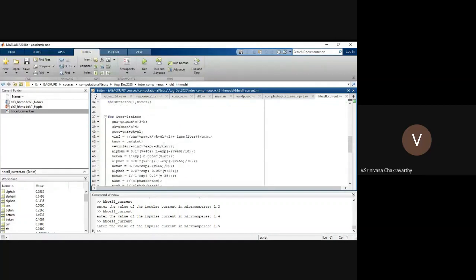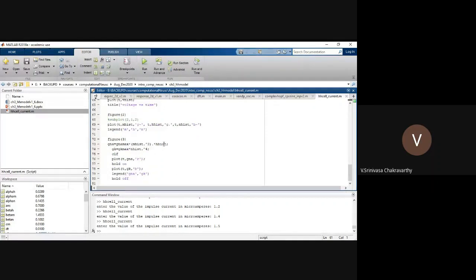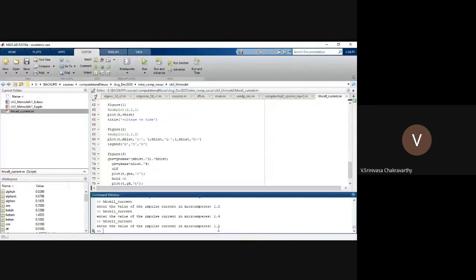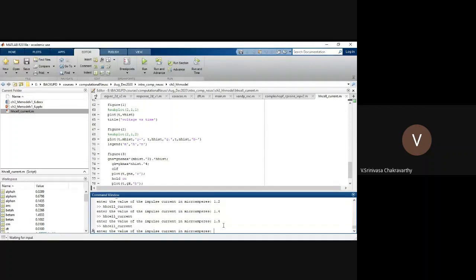Sandeep will show a demo later and go through the code, how it is written. It's a very short code because you have only 4 equations. So what we'll do is run this code with various input currents and see how the response changes as the input current varies. I'll start with the current in microamps per millimeter square, using 0.01.